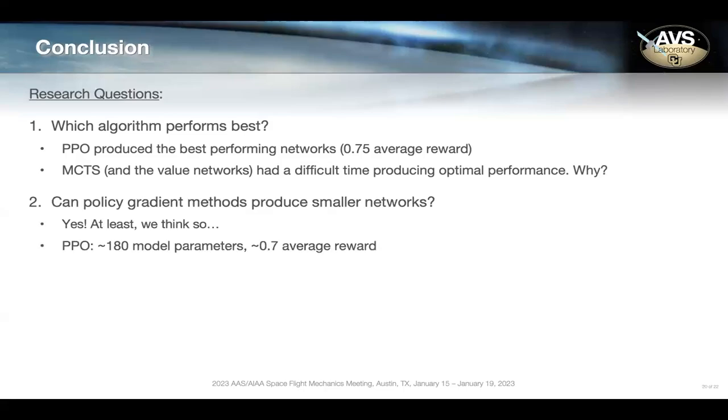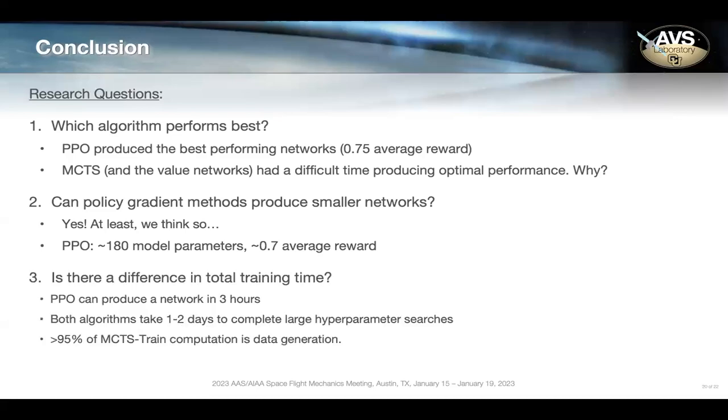The second question we had was, can policy gradient methods produce smaller networks? The answer to that is yes, at least so far we think so. Again, it's a little bit hard to tell when we think MCTS might not be performing as well as it could be. And we really should compare to other value-based methods like deep Q networks to figure out if that's really true.